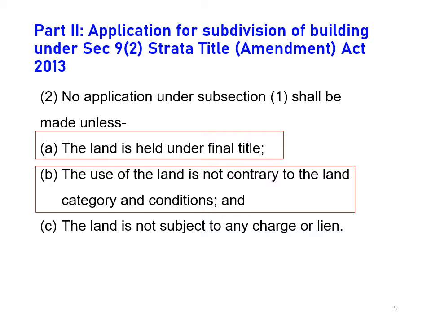The third condition is the land is not subject to any charge or lien, meaning the land must be free from encumbrances, bebas dari bebanan, and not subject to any charge or lien. It's a clean title. So if there's any charge, what to do? You have learned this before. Charge must be withdrawn or revoked. Or lien, you must settle the caveat. The lien holder's caveat must be revoked. Okay, so next slide.